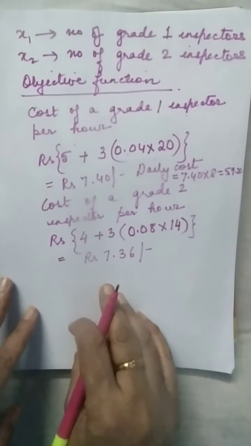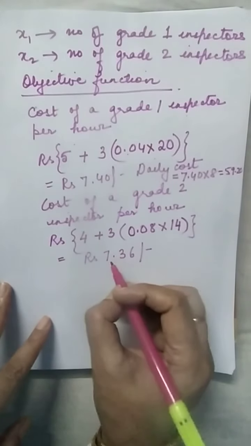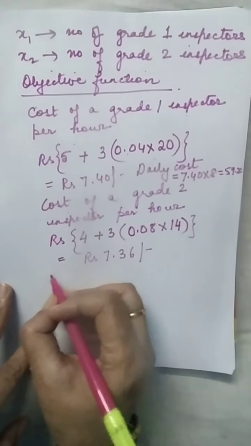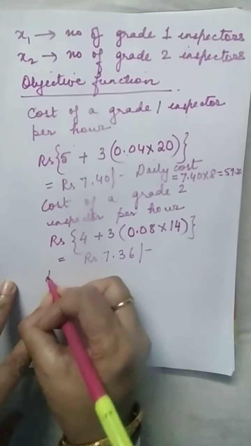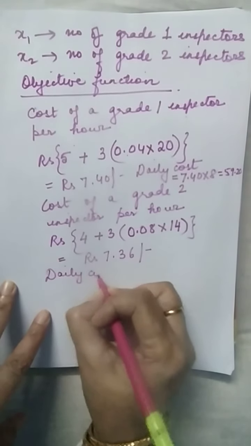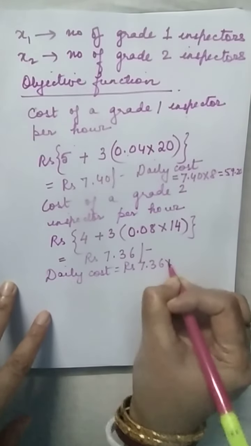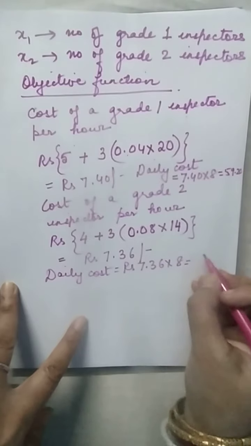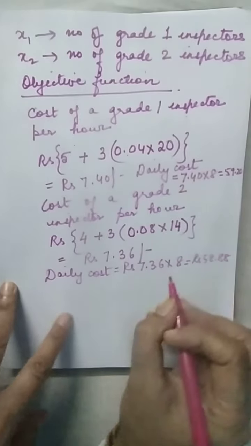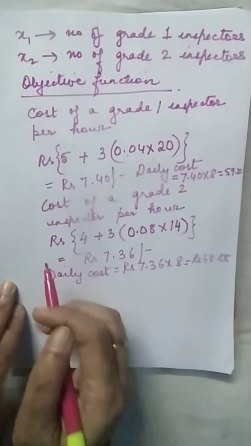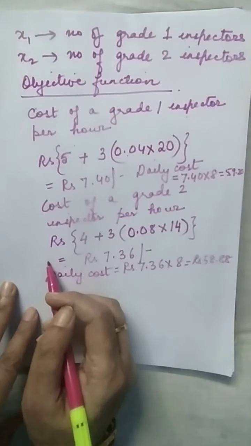Similarly, for a grade 2 inspector, the hourly cost is rupees 7.36. In a day, we have a shift of 8 hours, so your daily cost comes out to be rupees 7.36 multiplied by 8, which gives us rupees 58.88. So now I try to find the objective function, which is to minimize the daily cost of inspection.